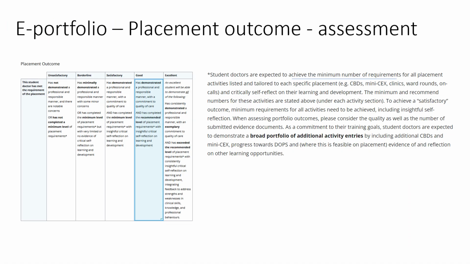I'm sure all of you will be very keen to know how you will be assessed during the PEDS-B rotation. As you can see, this placement outcome has a range of outcomes possible, ranging from unsatisfactory, borderline, satisfactory, good, or excellent. The majority of you will be awarded satisfactory, whereas a smaller proportion will be awarded good, and a very small group of you may be awarded an excellent outcome if you have managed to demonstrate a broad portfolio in addition to all the standard e-portfolio activities.